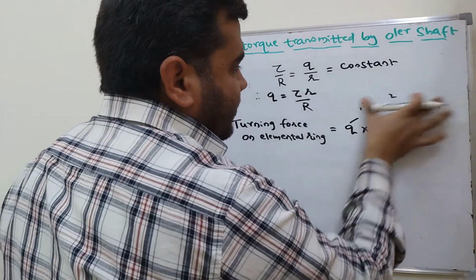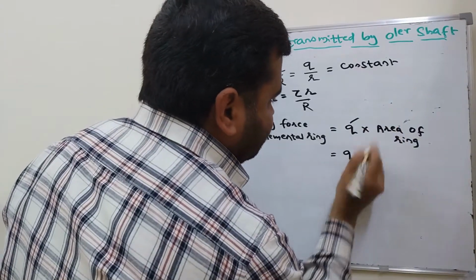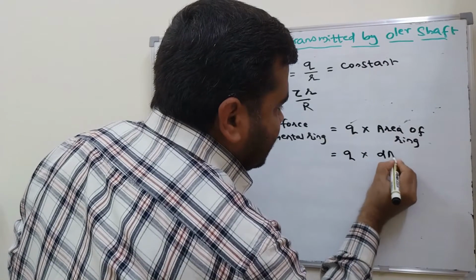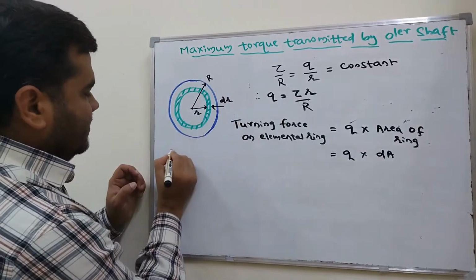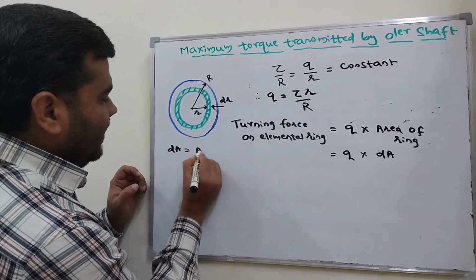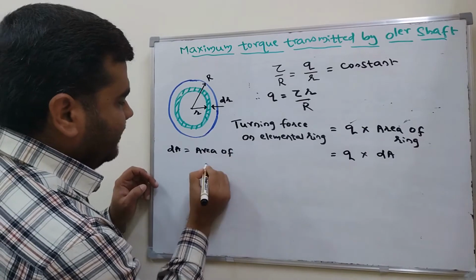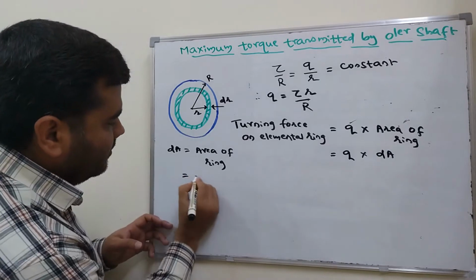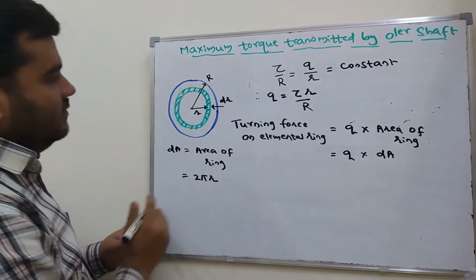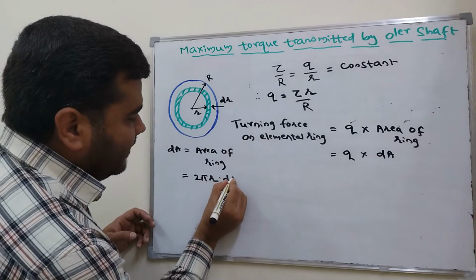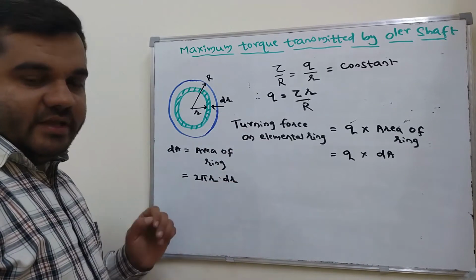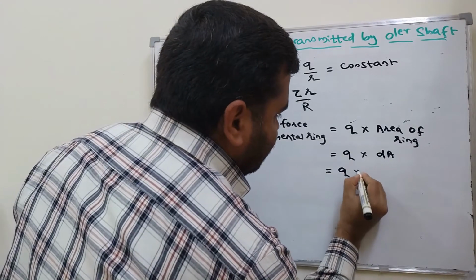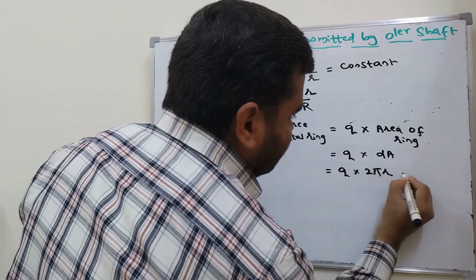Now this will be equal to q into the area of the elemental ring. I'll just denote it by dA, where dA is equal to the area of the ring. How will you calculate the area of the ring in terms of small r? That will be equal to 2 pi r into dr. This is the area of the ring. So I'll substitute this here. That will be equal to q into 2 pi r into dr.